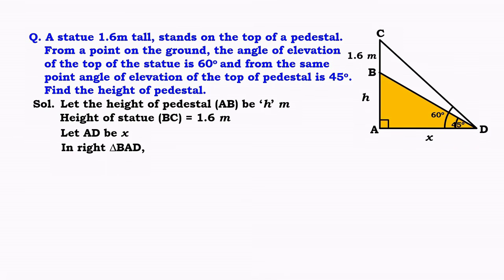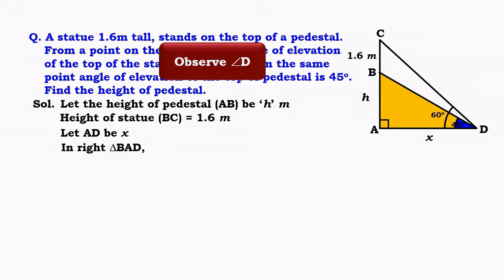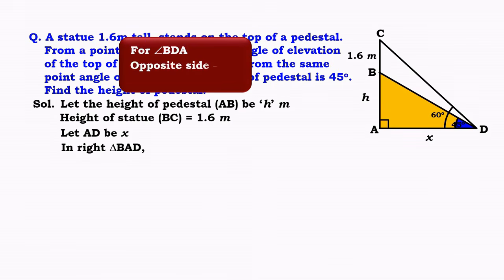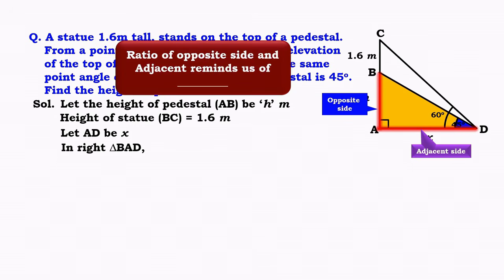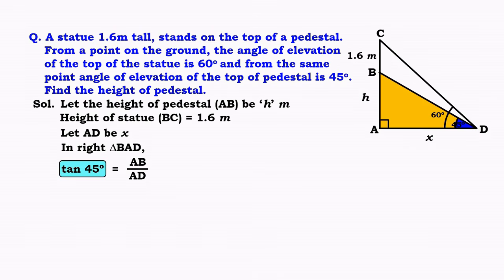Now, observe angle D. First, let us consider the smaller right-angled triangle ABD. For the angle at D, the opposite side is AB, which represents h, and the adjacent side is AD. The ratio of the opposite side to the adjacent side reminds us of tangent. Therefore, the tangent of 45 degrees is equal to h divided by AD.